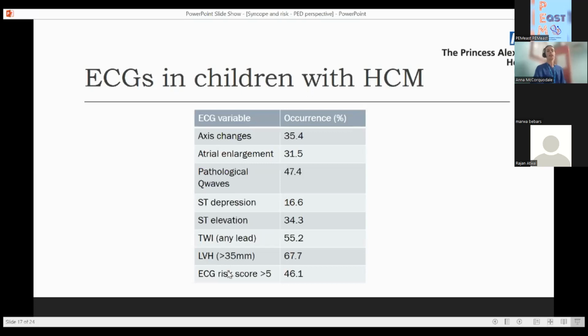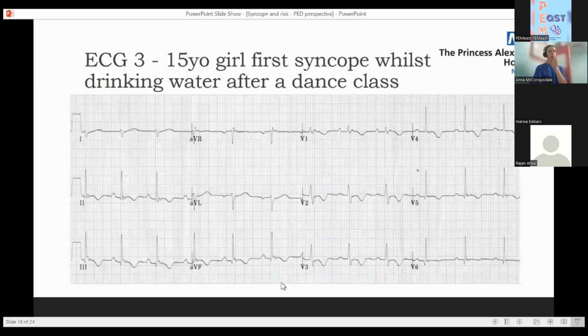Okay, and an ECG risk score greater than 5 means you rack up 5 different things. So really, if you look at these two things, this is what you're looking for together, and that, from a ground level, will really increase your chance of picking something up.